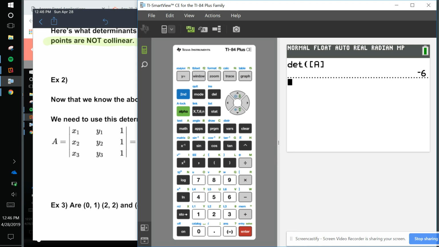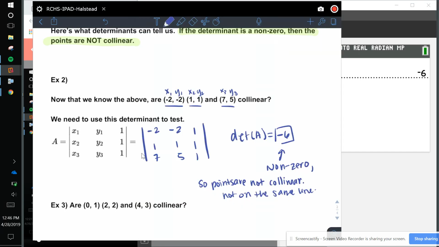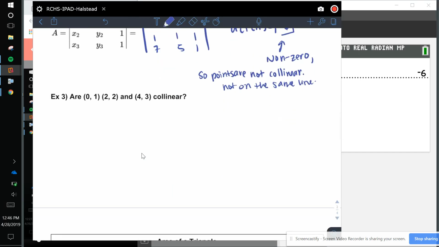So that is non-zero. So the points are not collinear, or not on the same line. Go ahead and do the next one, and we will check in just a sec.